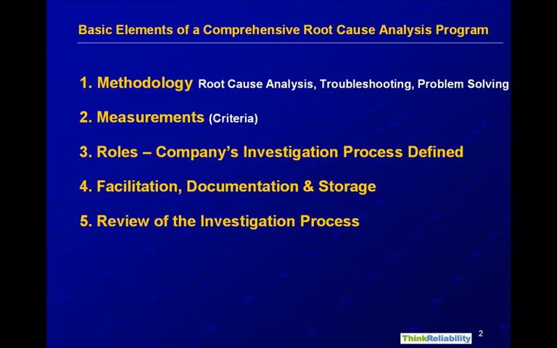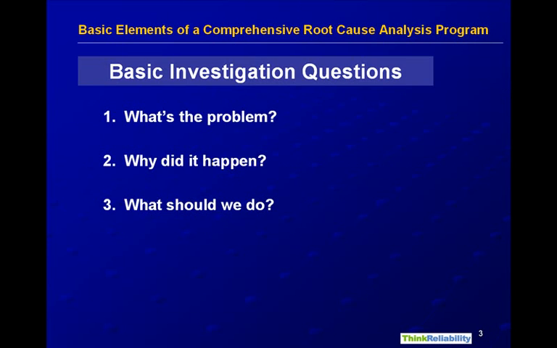The second element is the measurements and how to tie the program into your performance measurements of your business. The third one is defining the roles within your organization, which is really the overall investigation process. The fourth element is facilitation, documentation, and storage, which are 3 different things, but they tie in very closely together. And the fifth one is really reviewing the overall investigation process to make improvements where needed.